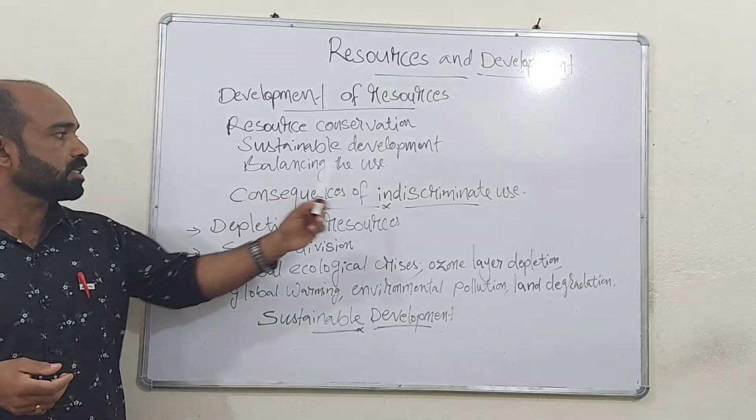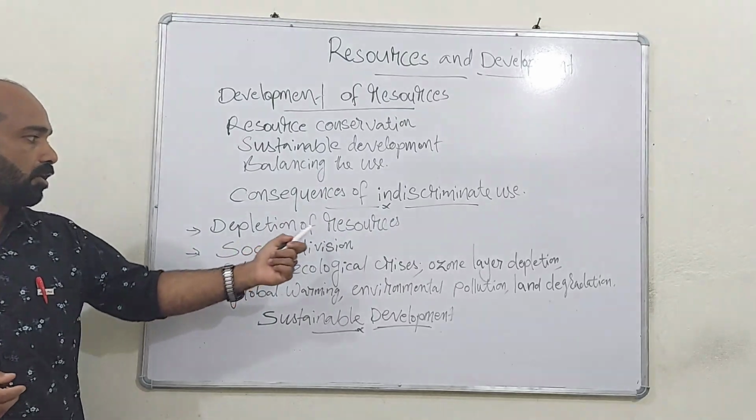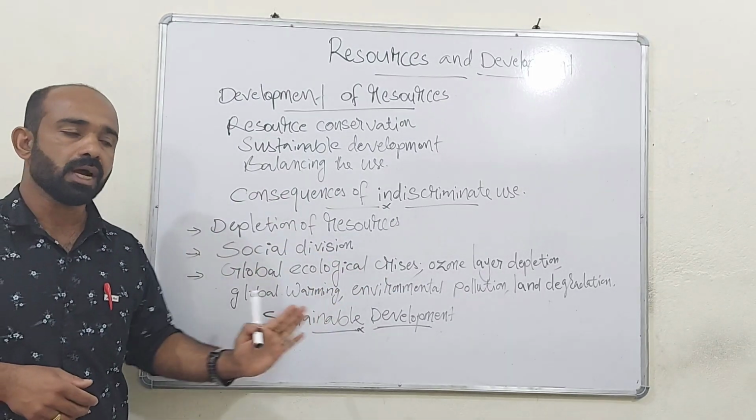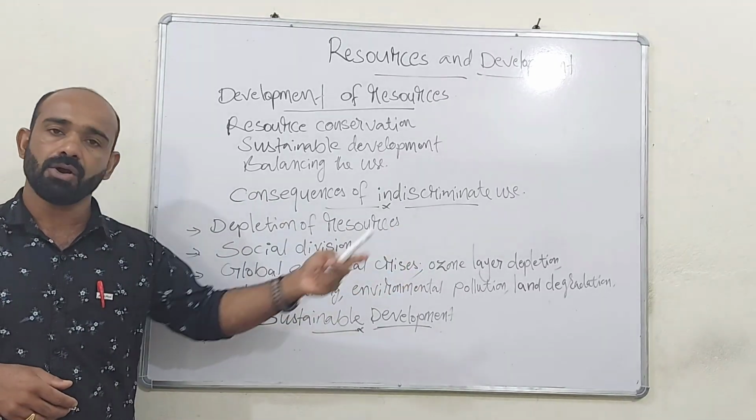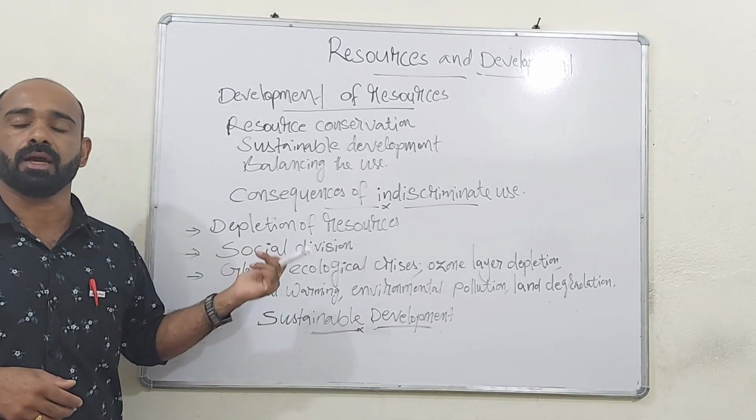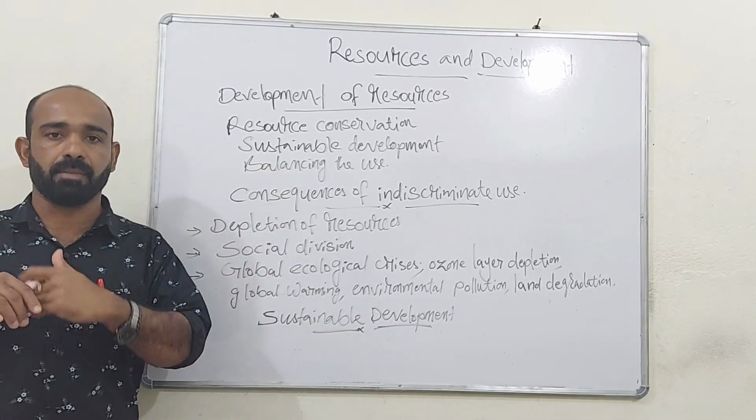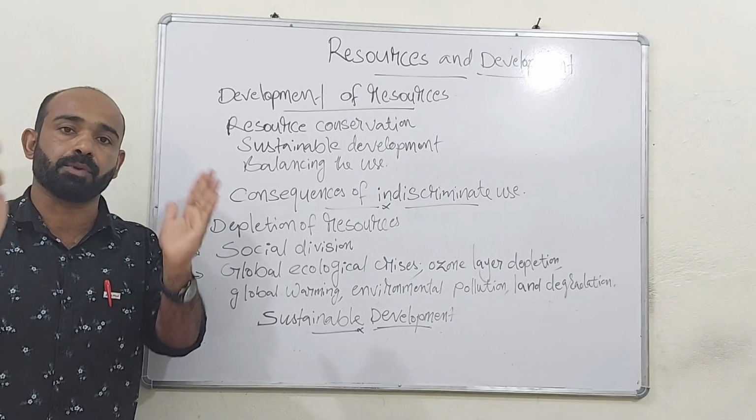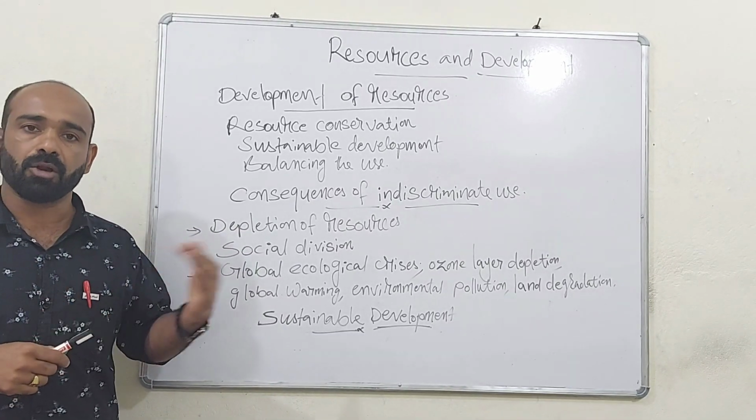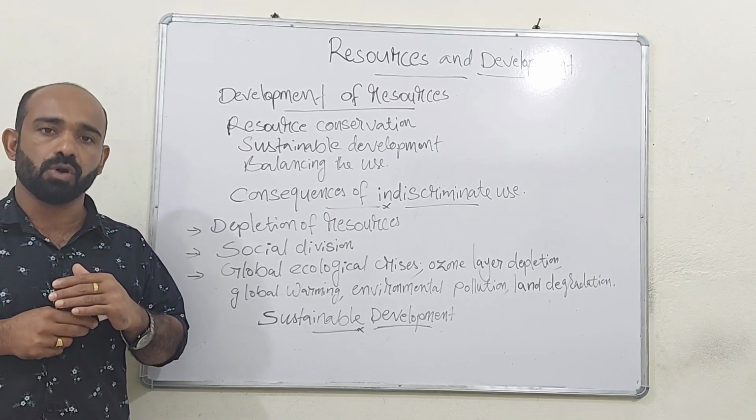So because of the indiscriminate use of resources, we know that there will be depletion of resources, there will be social division as haves and have-nots, and global ecological crisis like ozone layer depletion, global warming, environmental pollution, land degradation. All these problems can be avoided if resources are properly distributed and if we conserve resources for the future. There will be sustainable development also.